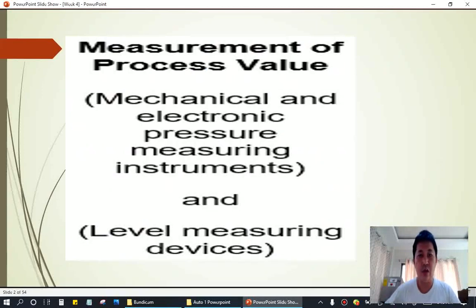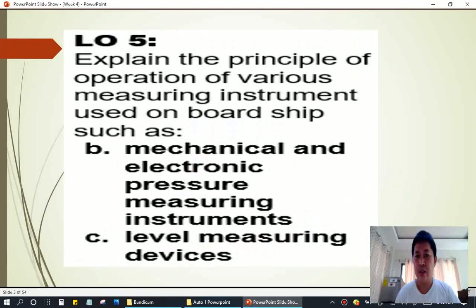So measurement of process value. So we have mechanical and electronic pressure measuring instruments and level measuring devices. So our learning objectives: explain the principle of operation of various measuring instruments used on board ship, such as mechanical and electronic pressure measuring instruments, level measuring devices. So all of this we are using on board ship.